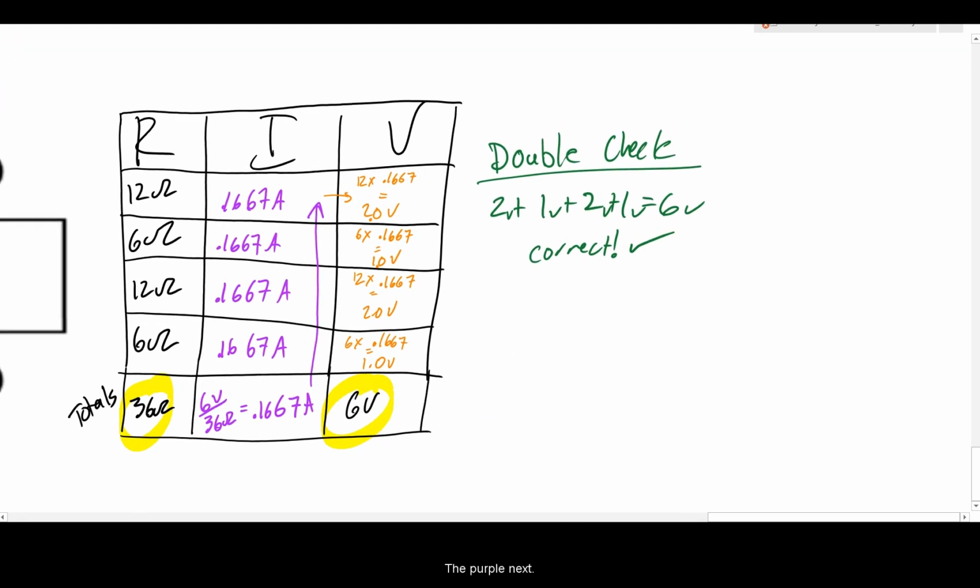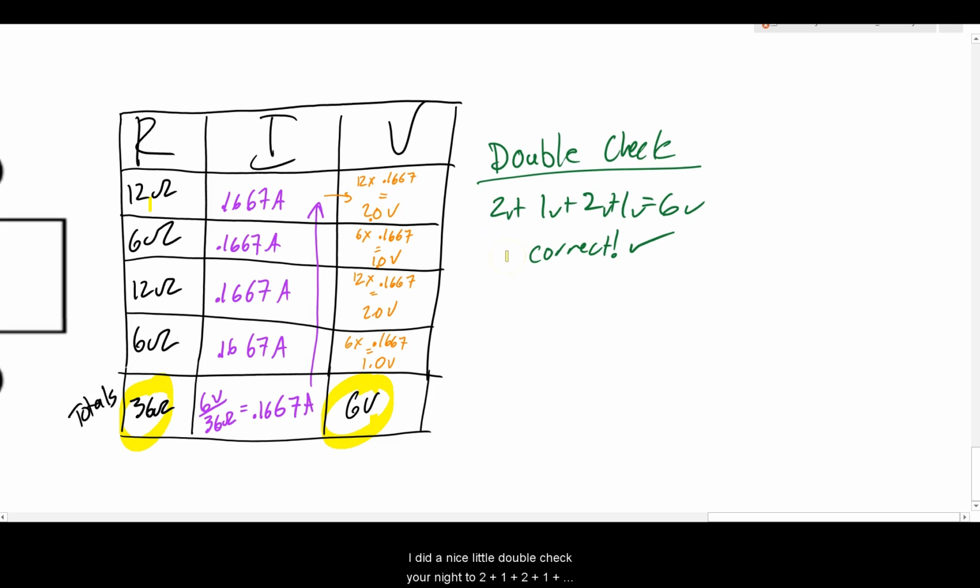And then I did the purple next. I knew the two things in black, so I could find the third. So I did 6 volts divided by 36 ohms, and I got 0.1667, well, 0.16 with a 6 repeating, but I just rounded that up there. And I got the same current for everything because this is a series circuit, so everything is the same for current. And then I used my two things that I knew for each resistor, the resistance and the current, multiplied those two together and got 2, 1, 2, 1 for each of the voltages.